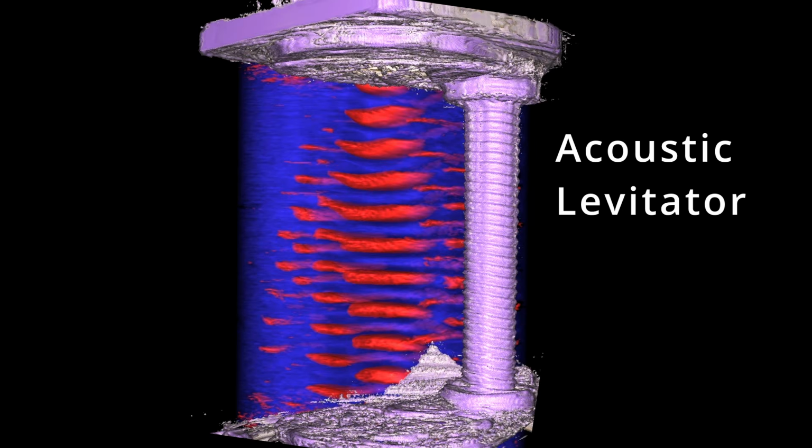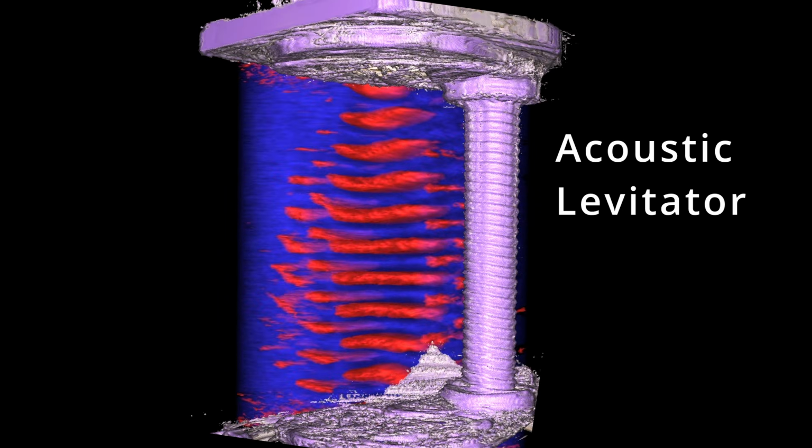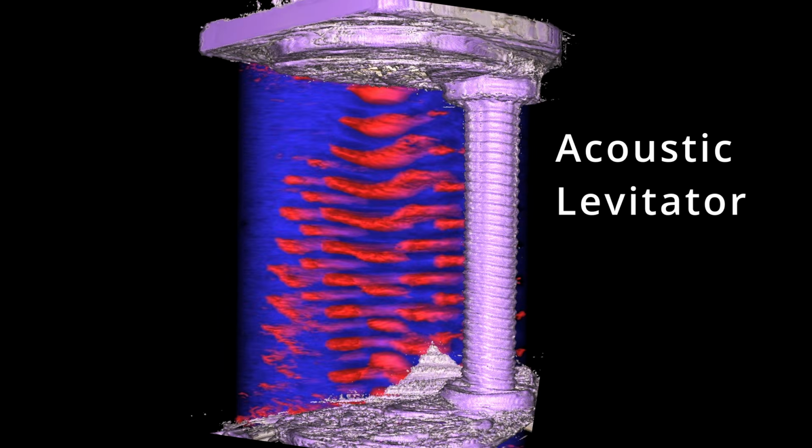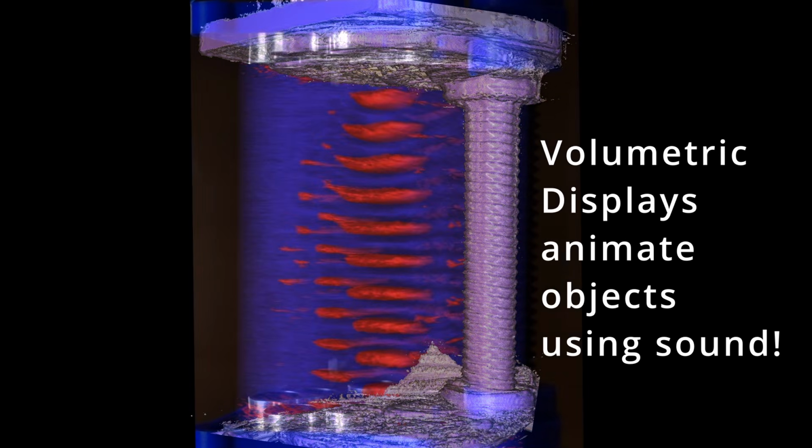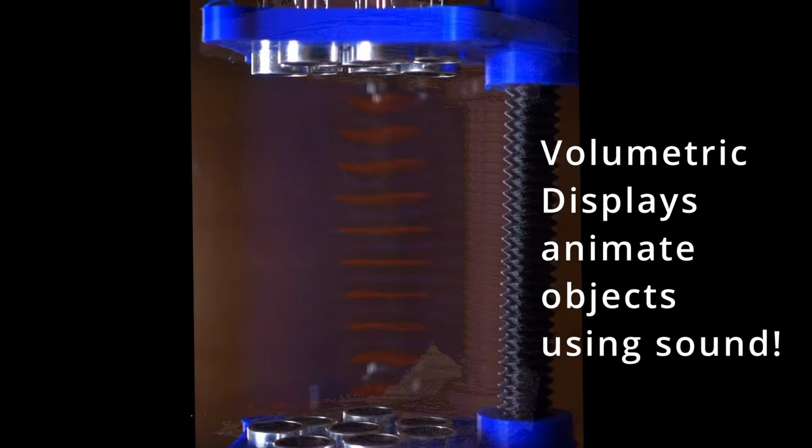These are the sound waves created from an acoustic levitator. I wanted to map the sound patterns so I can use them to build a volumetric display. A volumetric display animates objects using nothing but sound, but I have a bit of a problem. I have no way to actually see what the air pressure nodes look like.